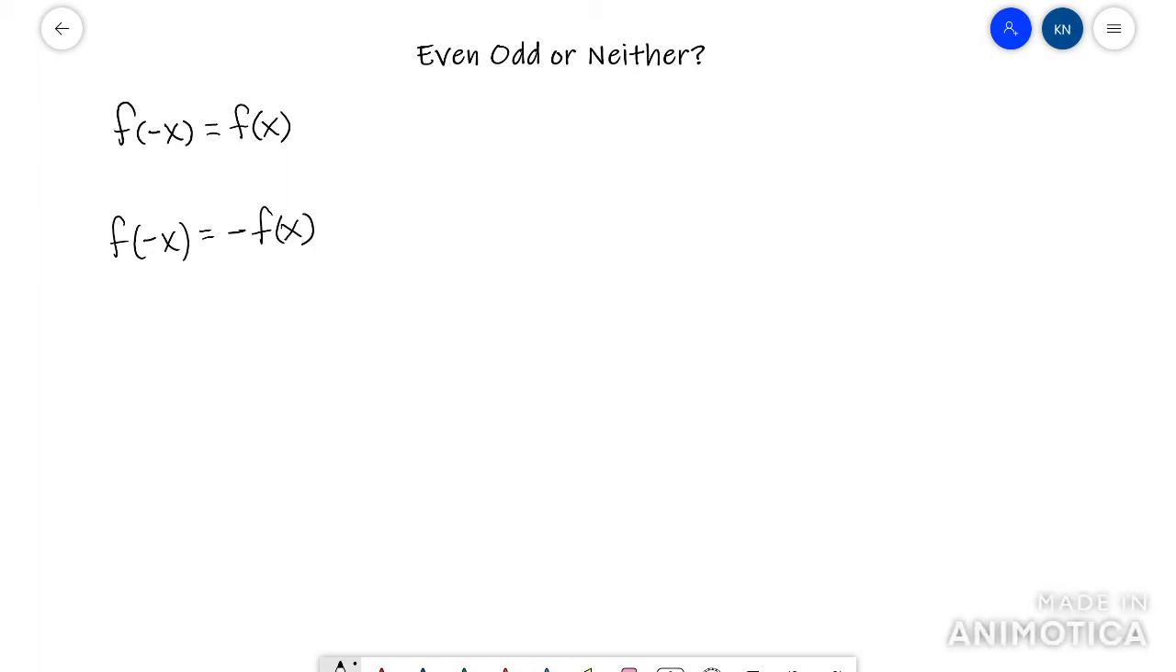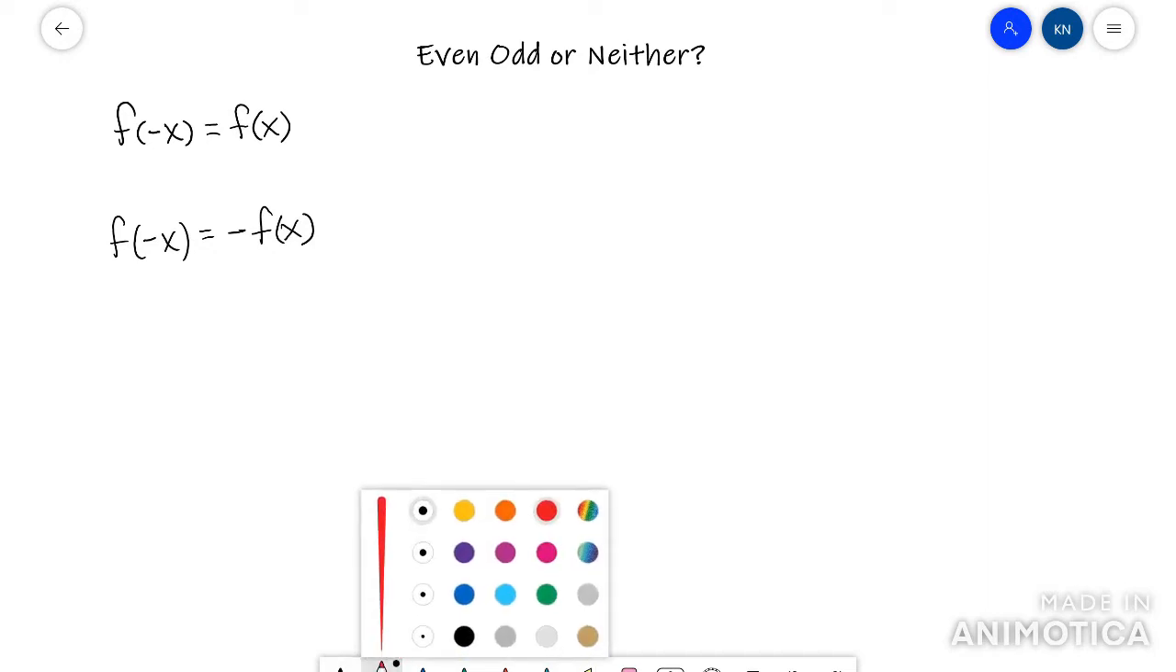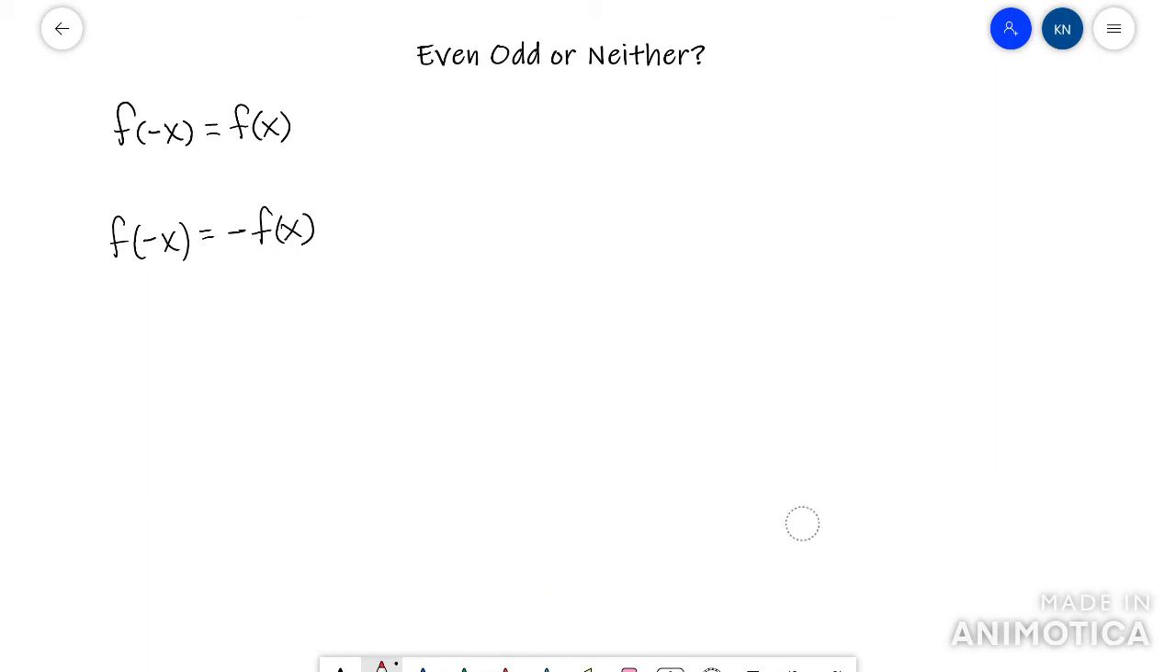All right, this video is going to show you how to determine if a function is even, odd, or neither algebraically. So first I'm going to show you the way that you're supposed to do it, and then I'm going to show you the way that I do it. If you get in trouble with your teacher for doing it the way that I do it, well, I'm sorry in advance. Here we go.